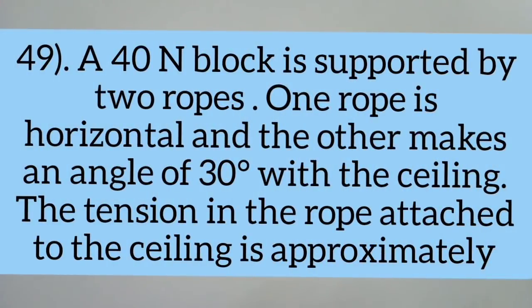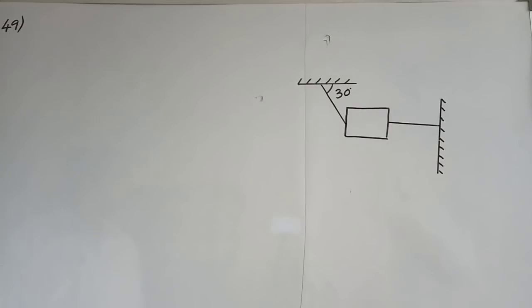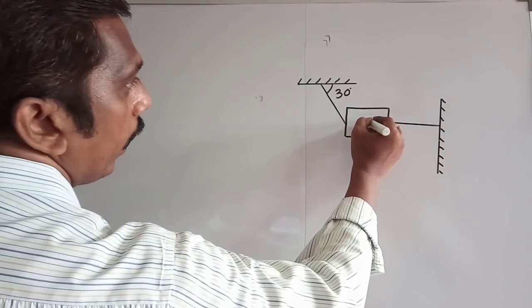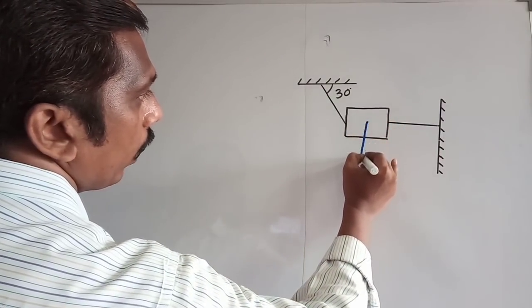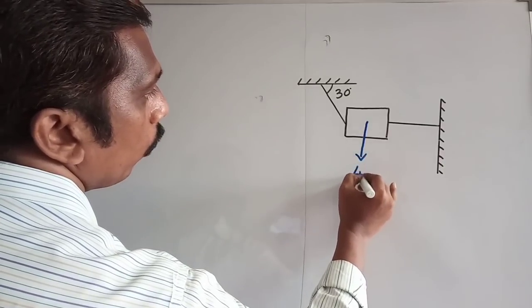49th problem. A 14 Newton block is supported by two ropes. One rope is horizontal and the other makes an angle of 30 degrees with the ceiling. The tension in the rope attached to the ceiling is approximately. Next. According to the problem, two strings are connected to a 14 Newton block. Its weight is acting vertically downward, 14 Newton.